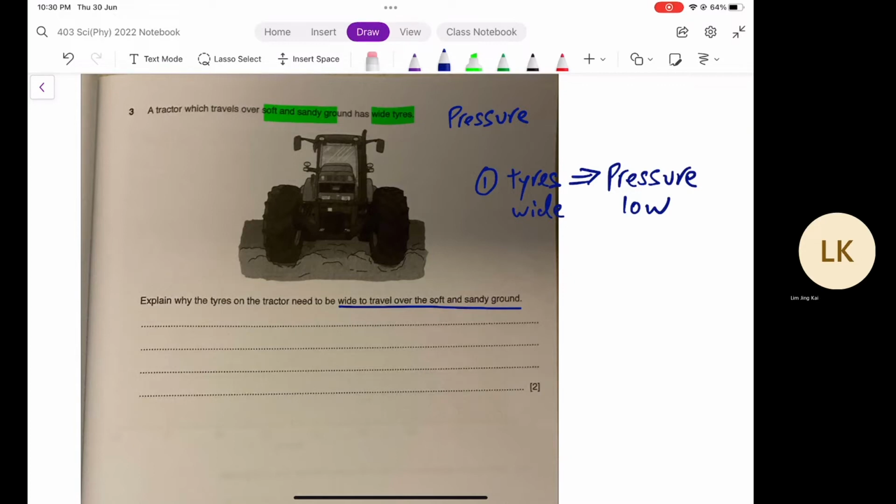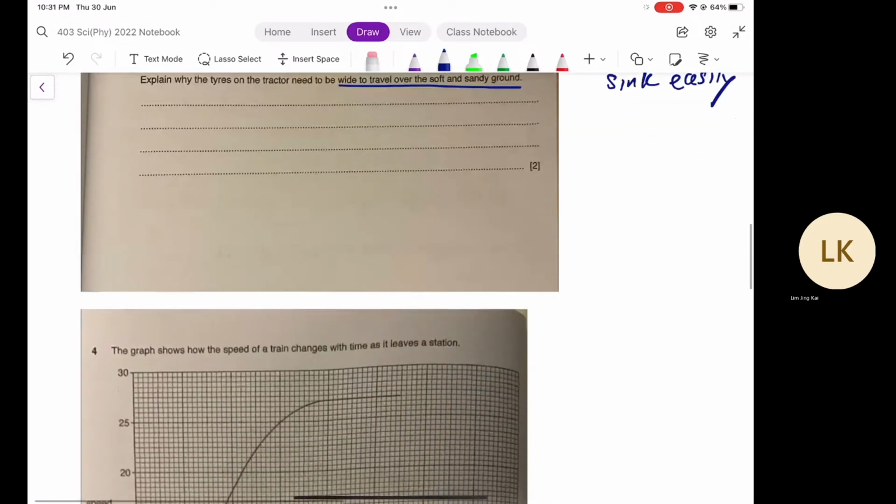Okay, but at the same time, we also know that when there's a low pressure, it will not be able to sink into the ground easily. So this second part is actually the answer that will give you the second point. Okay, so do answer in full complete sentences and try to link back to the question clearly so that marks can be awarded. Okay, so without further ado, we'll move on to the next question.